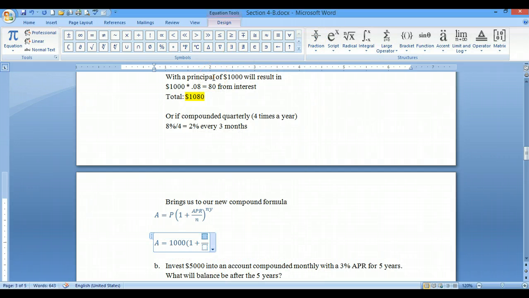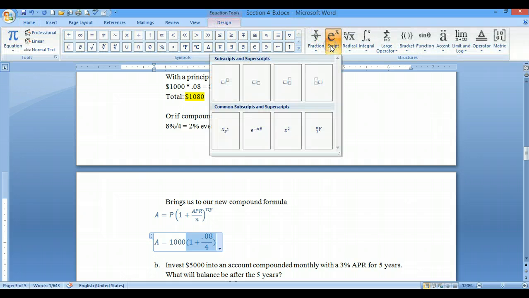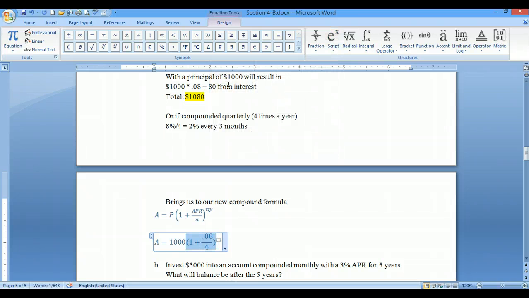My APR was 8.08. Whoops. And I get a portion of that, which is quarterly, so divided by 4. Close off my parentheses. And now I need to raise all of this. So I'm going to highlight what I want raised. Design tools, up here I want a superscript, which is a power. Raise that to n times y.